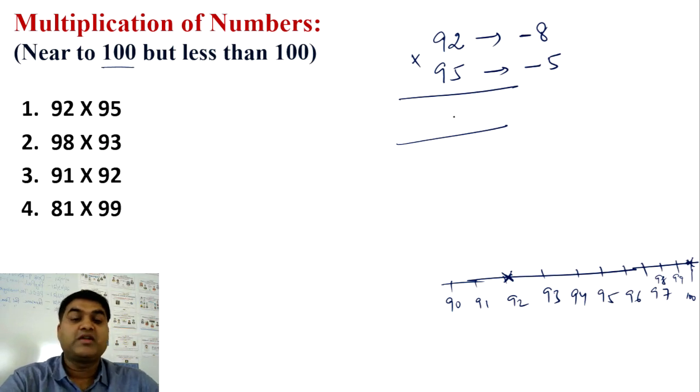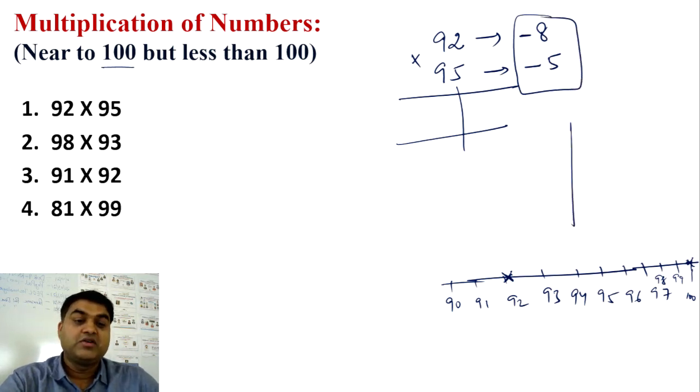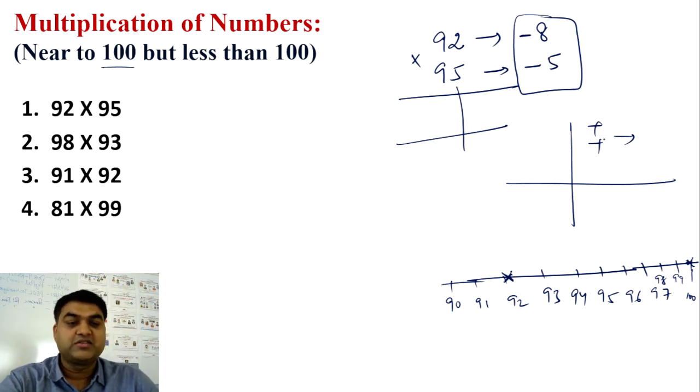Okay, on the right hand side, what did I tell? Multiply these two and write down. So what is the multiple of minus 8 and minus 5? Dear friends, if you write this way, plus into plus, the answer will be plus. Plus of 10 into plus of 10 will give you the answer as plus. Plus into plus is plus.